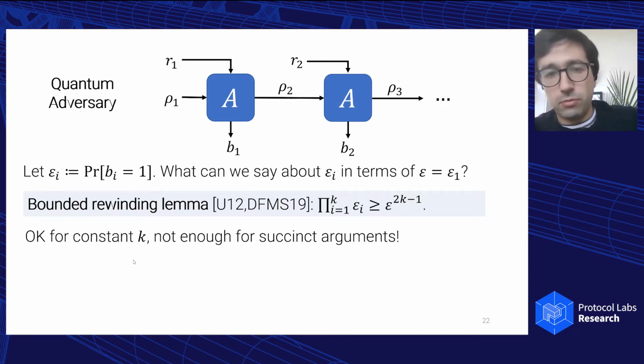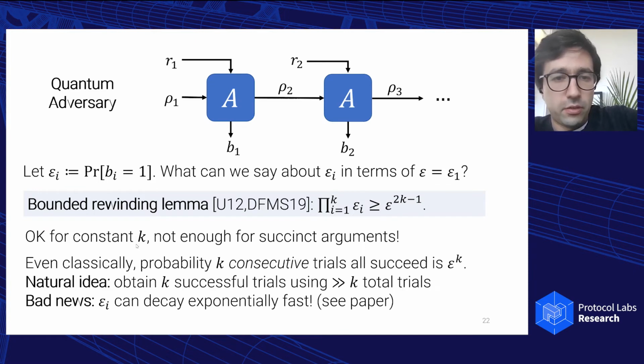But for succinct arguments, you want K to be much bigger than a constant. You want it to be linear, really. And so this is going to be way too small. One thing to note here is that this is quite a strong statement, because it's saying that the first K trials all succeed. And the probability that this happens classically is actually epsilon to the K. It's also exponentially small.